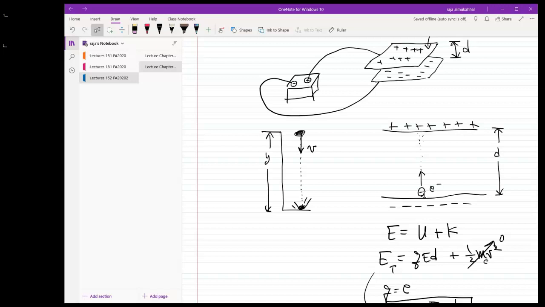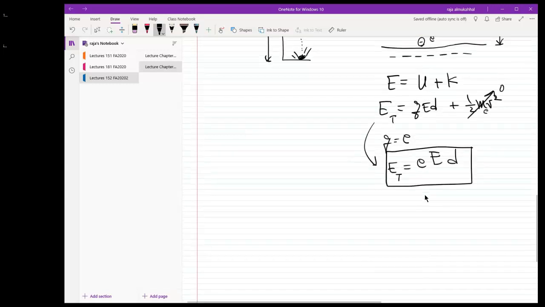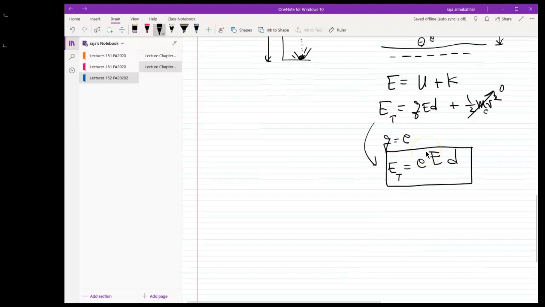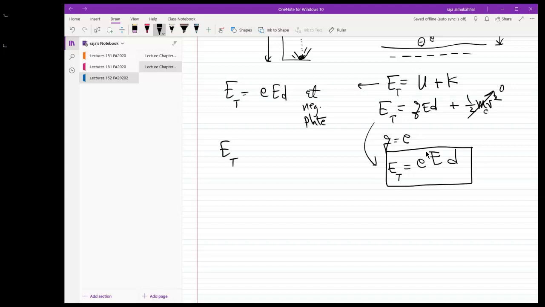Now, if I ask the question, what is the speed of the electron right here, just before it hits the plate? Simple, just the same as what we've done so far. Right here, there is no potential anymore because the distance d is 0, so all of it has been converted into kinetic energy. So E_T total is equal to eEd at the negative plate, and then E total at the positive plate is all 1/2 mv squared. You see what I'm saying?